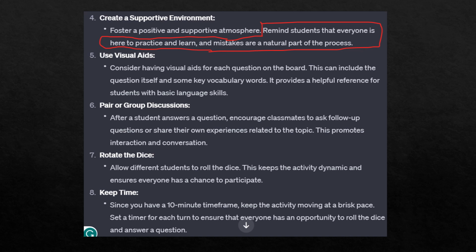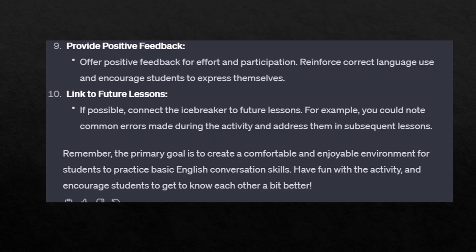Use visual aids, pair a group for discussion, rotate the dice, and keep the time, okay? And provide positive feedback. Oh, great, you laugh. For example, oh my gosh, you are 22 years old. Also, I am 22 years old. Okay, you have the same age. And link to the future lessons. For example, with the expression I am 20 years old, I think in the second week, we saw this expression. I am 22 years old. She is 22 years old. Okay.